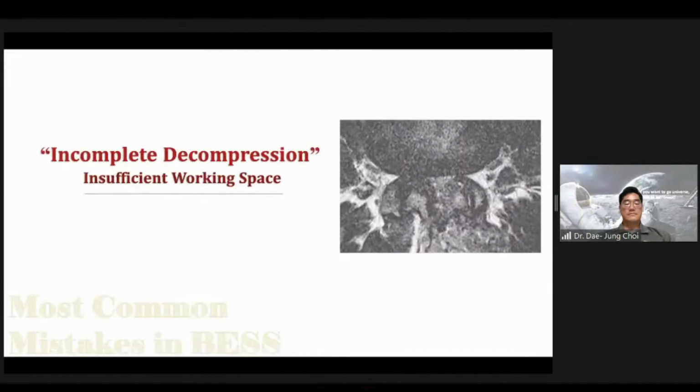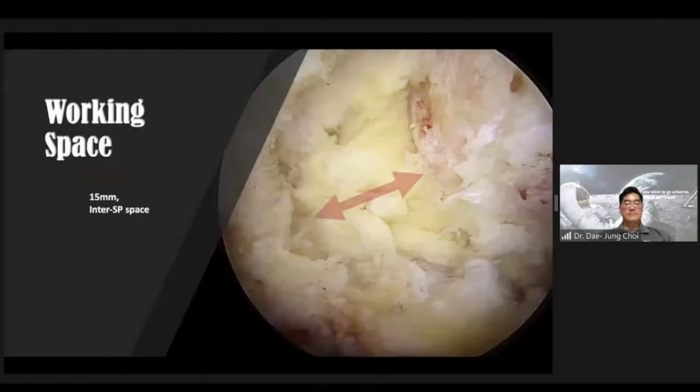Incomplete decompression is so common in the early learning curve period. One of the reasons is that we don't know how to access the pathology located deeper and more proximally. The interlaminar space is also very narrow in severe spinal stenosis, and there's not enough working space through which we can access the deeper main pathology.